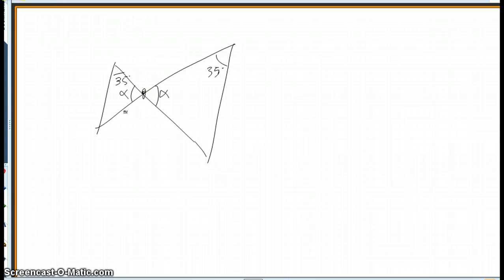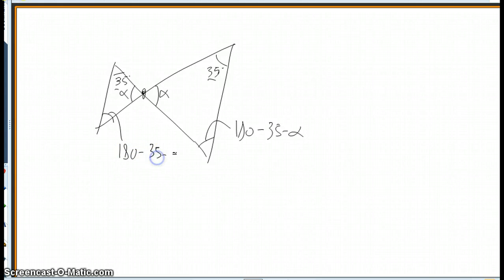Those two angles are the same. Now, given I've told you that the other angle in the triangle is 35, then this must be 180 minus 35 minus alpha. And this same is true here, right? 180 minus 35 minus alpha. So those two angles are the same. Hence, I have similar triangles.